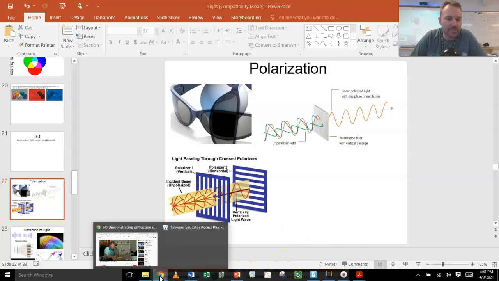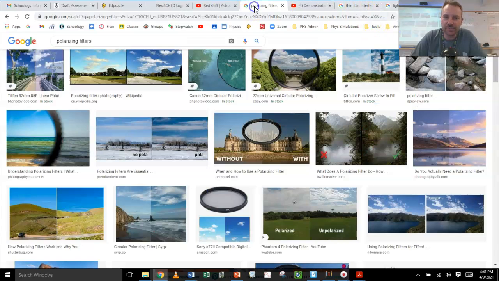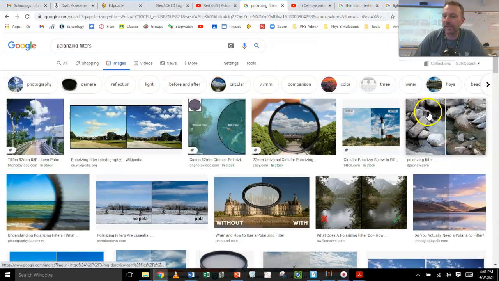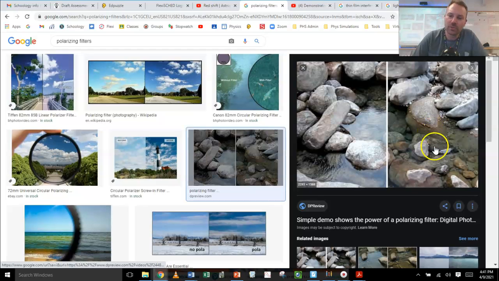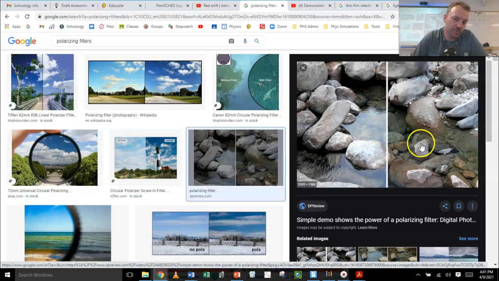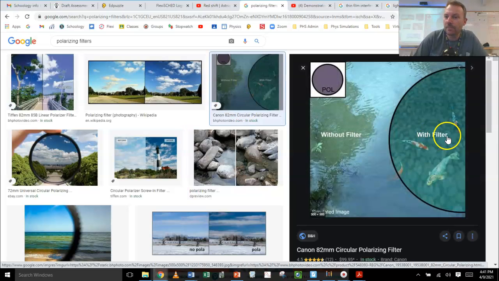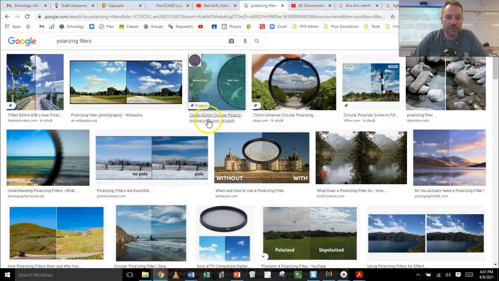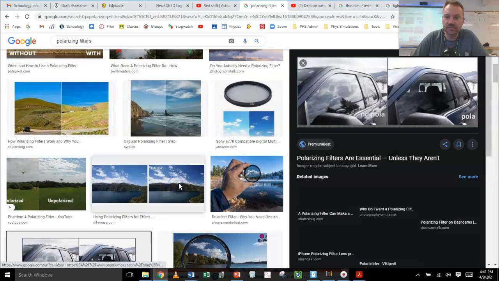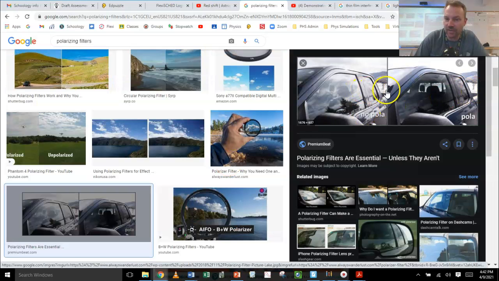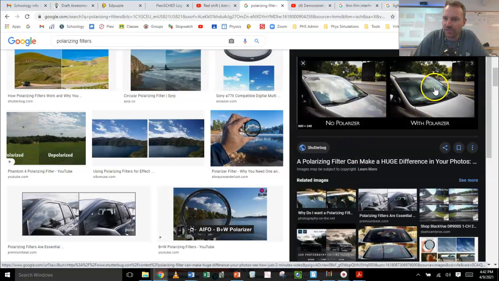I did a quick Google image search for polarizing filters just to give you an example of where they're handy. Fishermen use them a lot when looking at water. When light is incident on flat water, it becomes polarized, so you use polarizing lenses to look through that water. You can see fish where they're at. Drivers will very frequently use polarizing filters in their glasses. When you look at windshields, it's really easy to see through a windshield when you have your polarizing filters on.